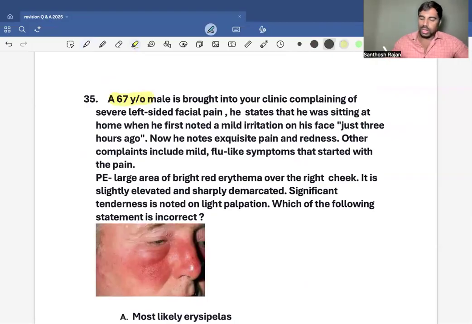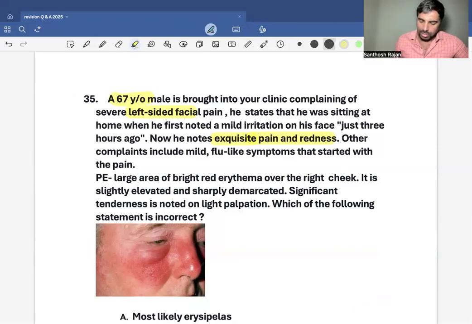A 16-year-old male is brought to your clinic complaining of severe left-sided facial pain. He states that while sitting at home, he first noted a mild irritation just 3 hours ago. Now he has pain and redness, and fluid. Other complaints include flu-like symptoms, which are not important.